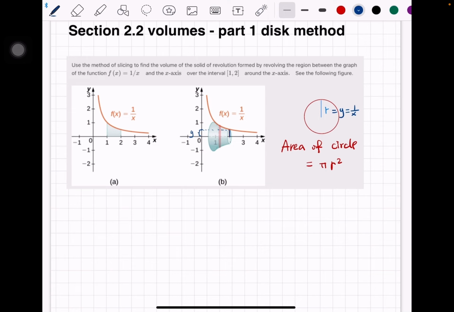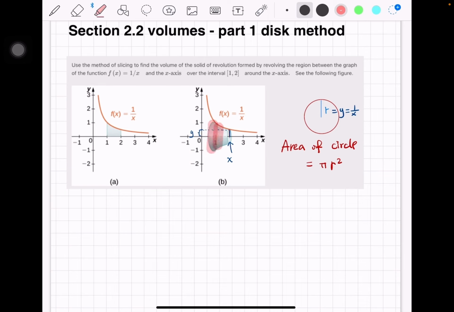Depending on what your x value is, your height is going to be different, your y value is going to be different. So we're not going to think about y in terms of 1 or 2. We're actually going to think about y in terms of a function. So that's why y is equal to 1 over x, which is going to be your radius. Now that we've got the radius, it's easy for us to find the area of this slice.